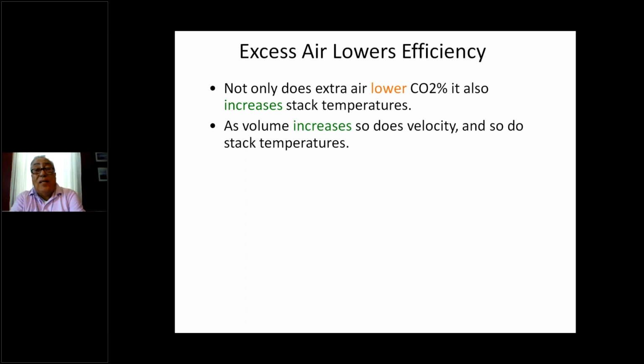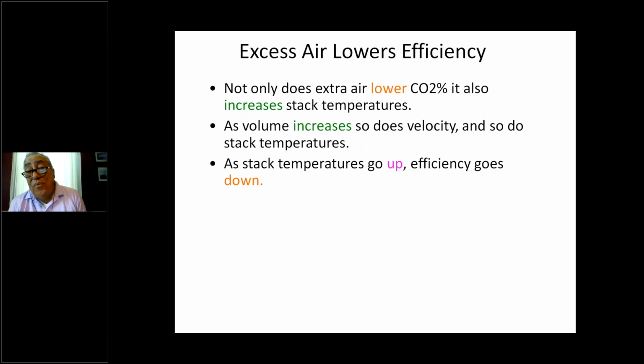Now, by adding excess air, you have now increased the volume of gas. You've got your set amount of flue gas and you've added some air to it. So you've increased the volume of what's going up the chimney. Well, that increases the velocity too. And of course, along with it, your stack temperatures are going to go up. As the stack temperatures go up, the efficiency goes down. Sorry, but that's the way it is. That's the byproduct. You're going to sacrifice some efficiency.